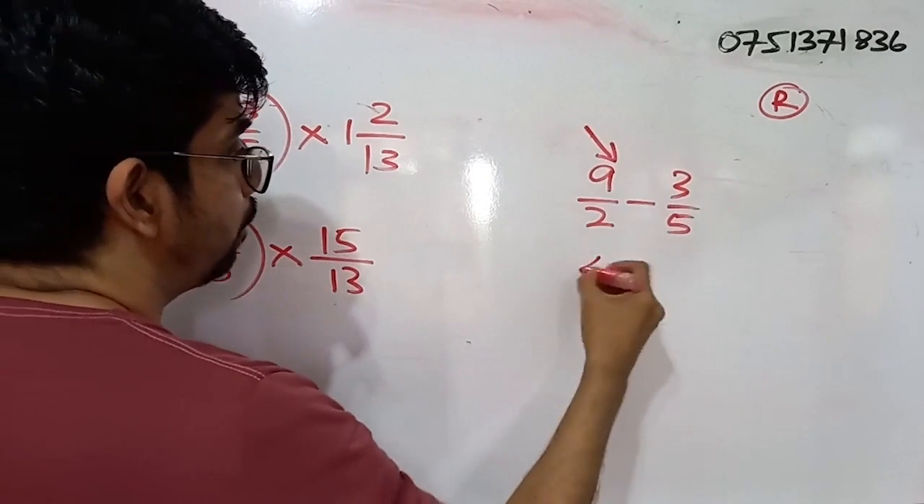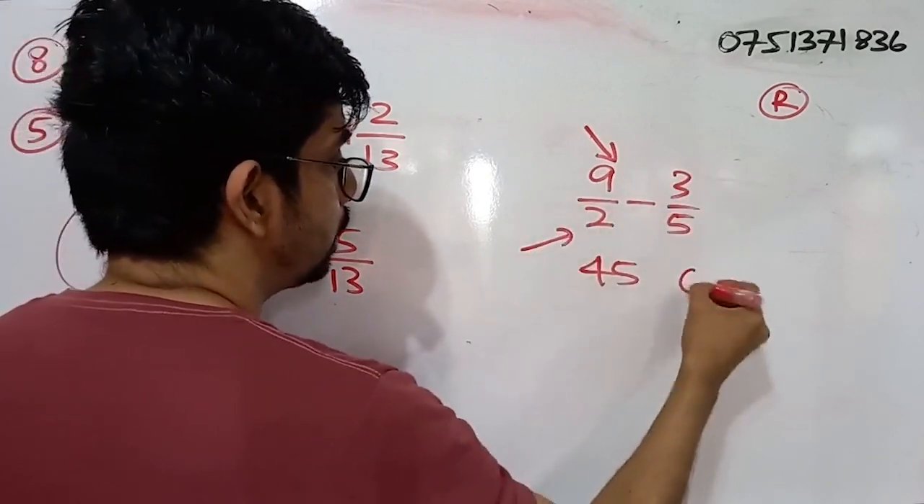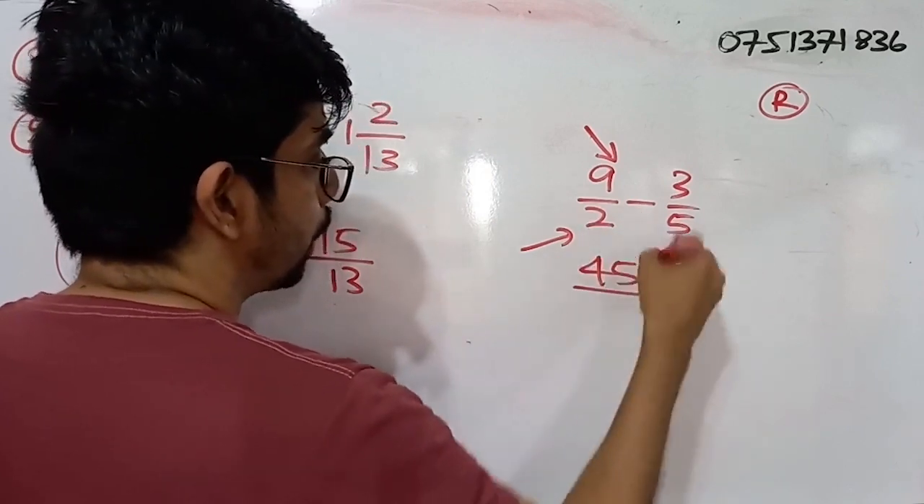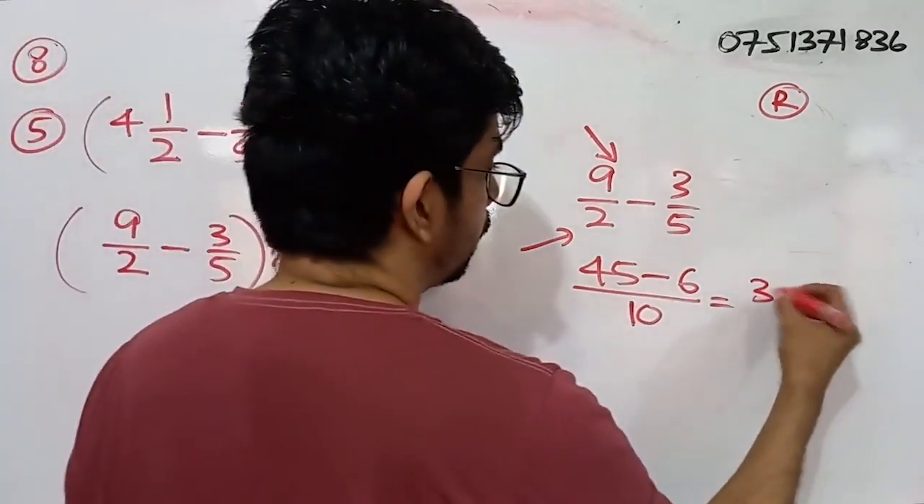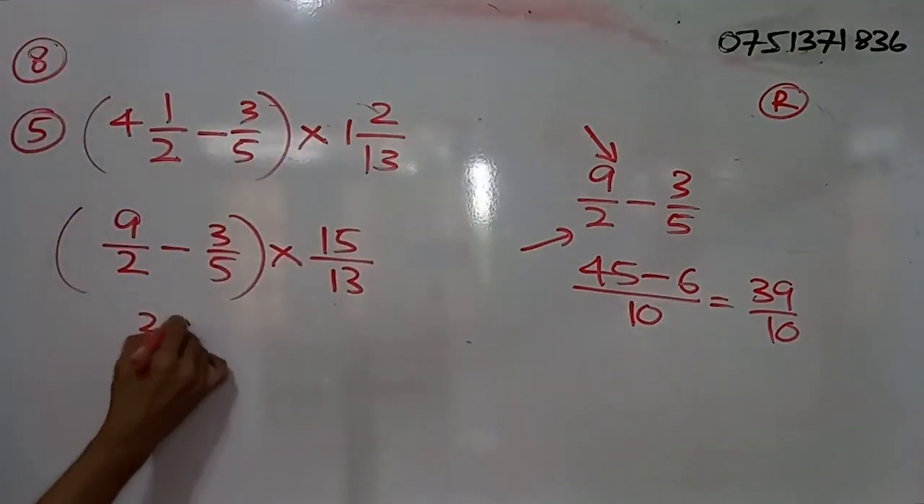So 9 times 5, we get 45. Now cross multiply in this direction. 2 times 3, that is 6. So we have to subtract. Then the denominator will be what? 2 times 5, that is 10. 45 minus 6, that is what? 39 by 10. Right. So here the outcome is what?